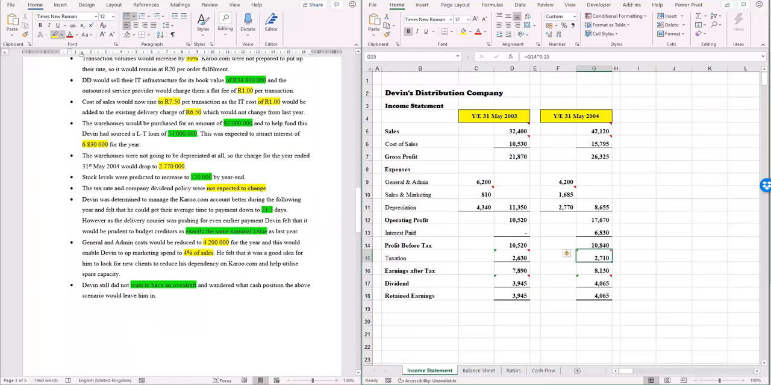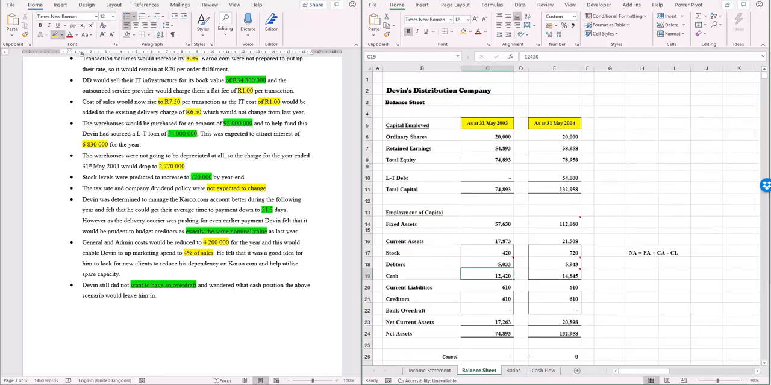All right. Then subtract that to get the earnings after tax, and the dividend policy was unchanged. They paid half out as a dividend, and we have 4,065. Right, take that number to the balance sheet. Head on over here. Add it to your existing retained earnings. The ordinary share capital didn't change, but they did take on a long-term loan of 54,000. There's that number over there.